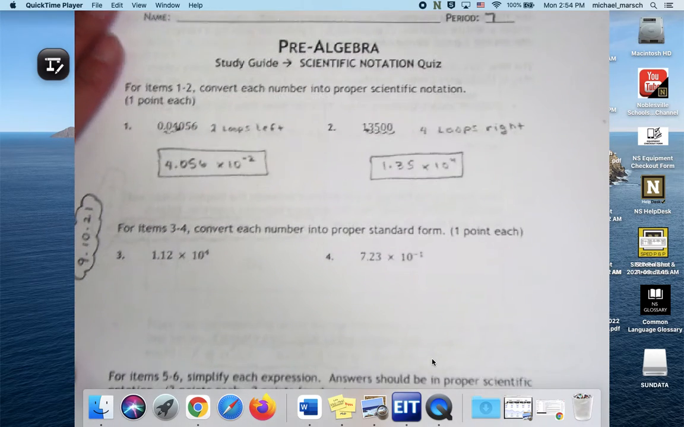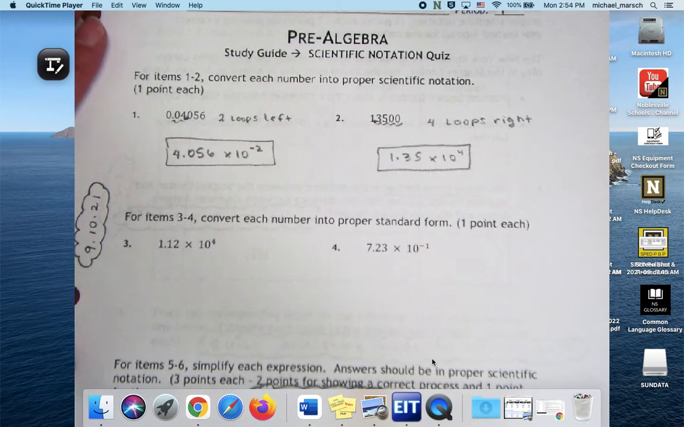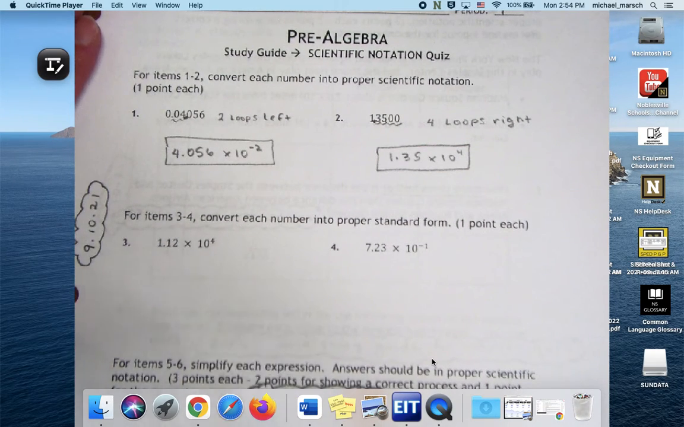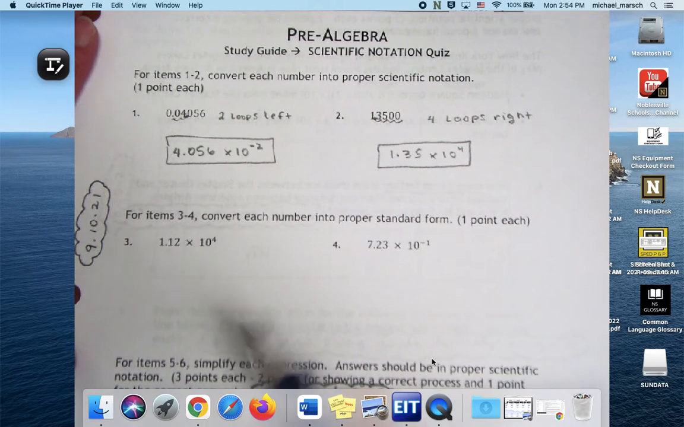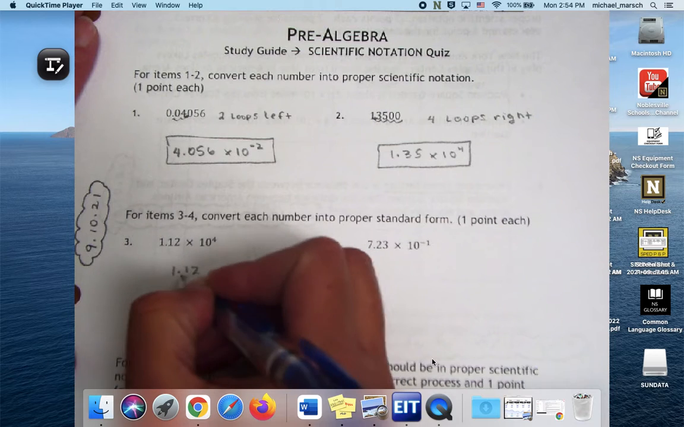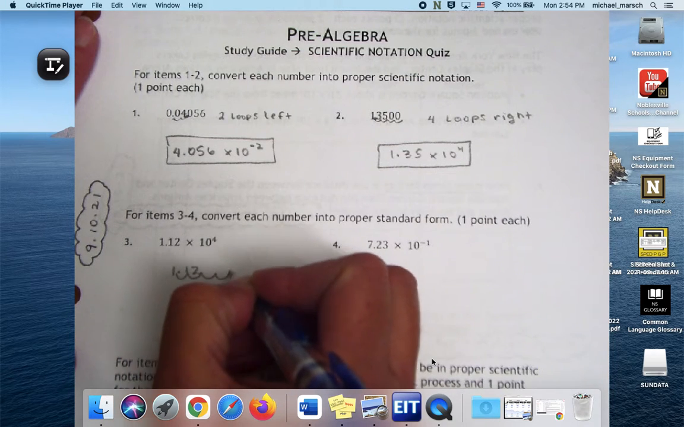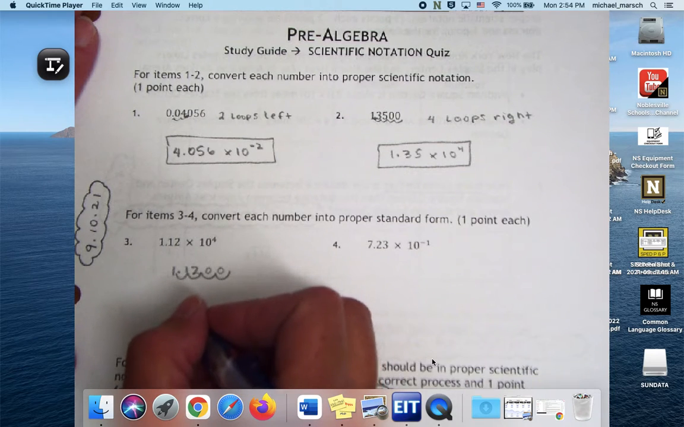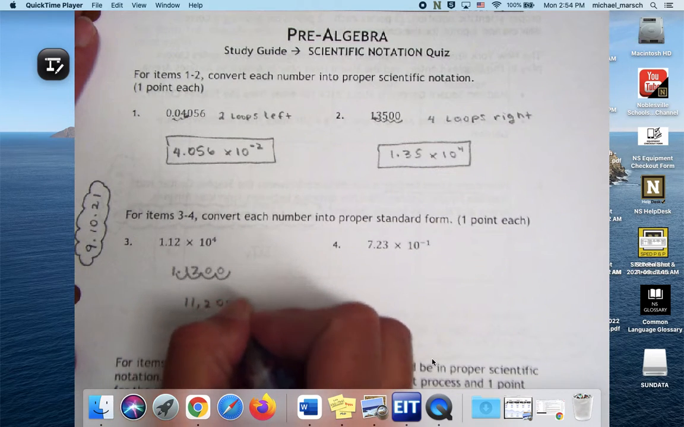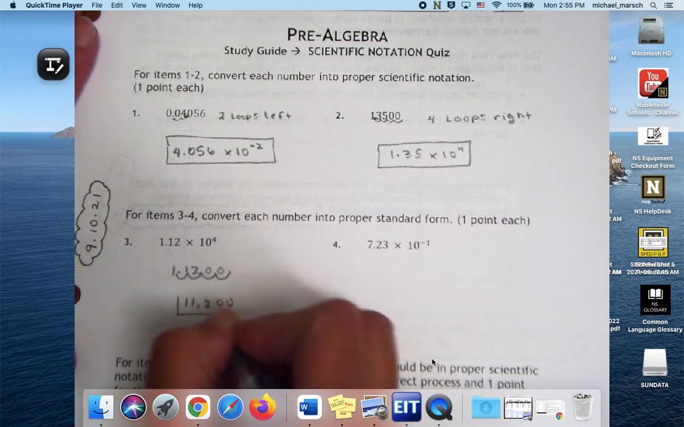Okay, number 3, we're taking the scientific notation and we're putting it into standard form. So because this is positive 4, I'm going to take 1.12. I'm going to move my decimal 4 places. Fill in the 0, missing placeholders. And my answer is 11,200.